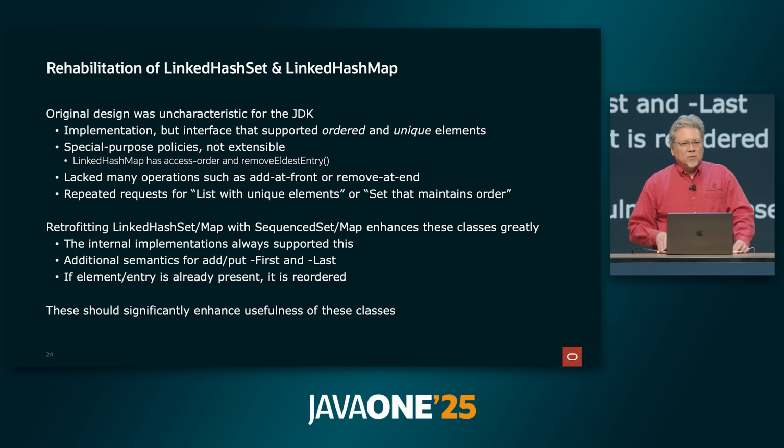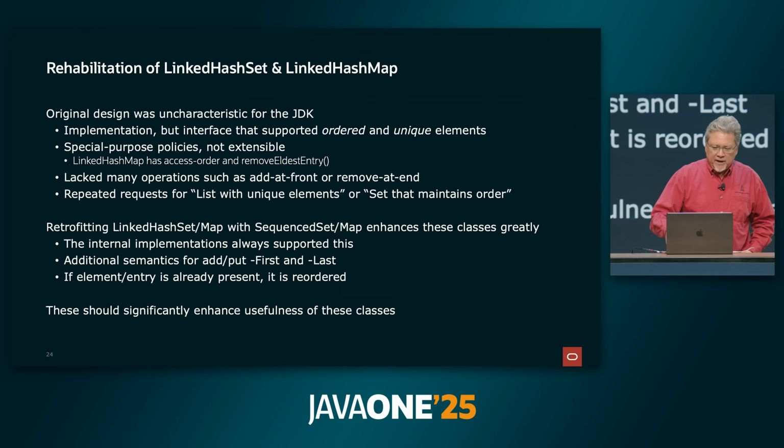What resulted, though, is that even after LinkedHashSet and LinkedHashMap were added, people kept asking for a list with unique elements or a set that maintains order. Anyway, we've retrofitted those with SequencedSet and SequencedMap, and I think that provides all the operations that I showed on the previous slides. I will demonstrate how they make LinkedHashSet and LinkedHashMap much more flexible, because you can reorder elements, not quite at will, but it's much more flexible about what reordering you can do on those classes.